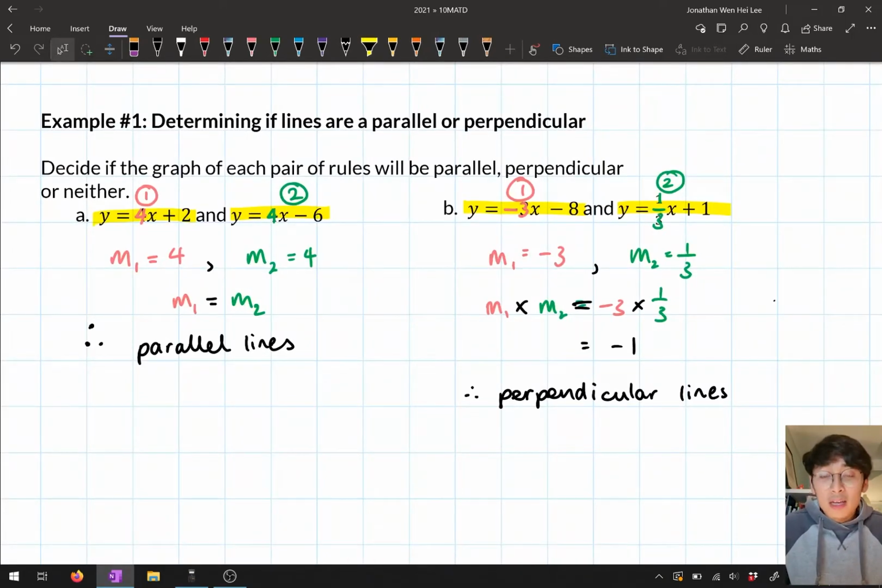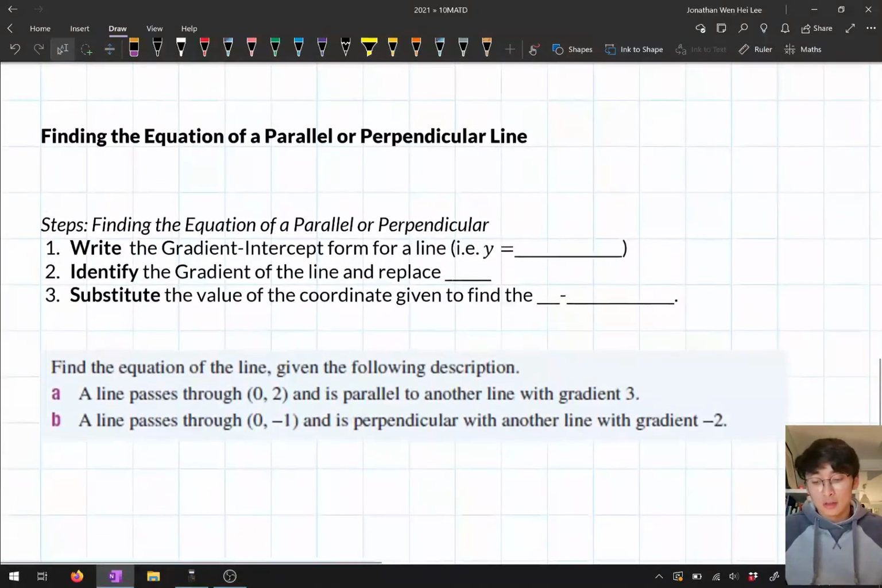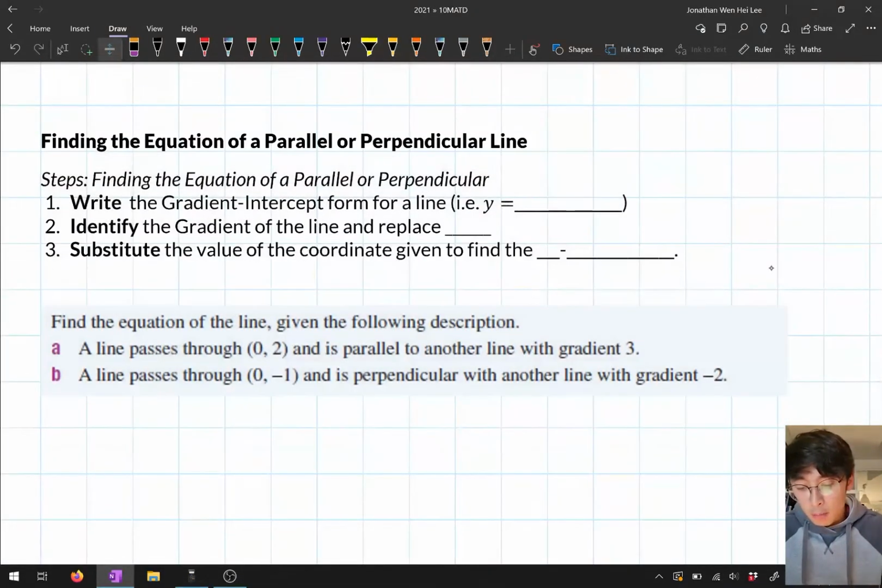The thing that we want to do from here is we want to actually be able to find the equation of a parallel line given certain conditions. So that's what we're going to be having a look at this next section: finding the equation of a parallel or perpendicular line.